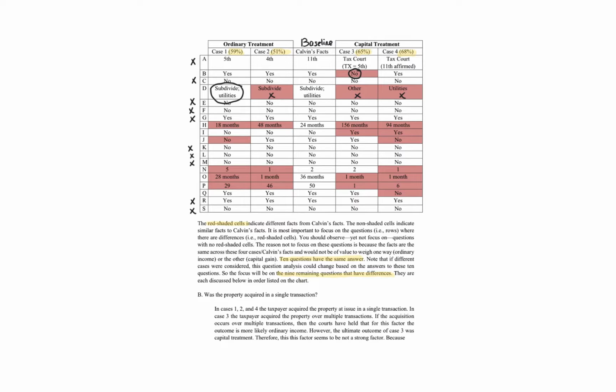However, look at case 3. Case 3 was ultimately considered capital. So that to me suggests that it's not a strong factor. Now Calvin's: let's go to the next page. Calvin acquired the property at issue in one transaction, which does weigh the scales more in favor of capital, right? Multiple transactions would be ordinary. However, again, case 3 was multiple, but it ultimately was capital. So again, I would say this is not a strong factor. It's not what we call a super factor. It's just a general factor.